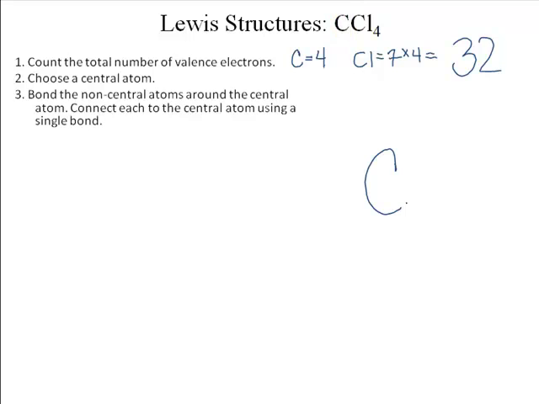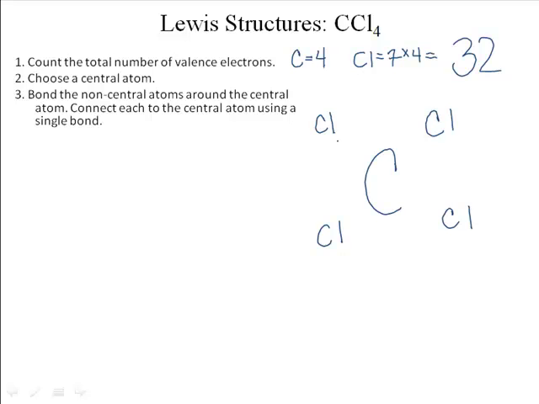I'm going to draw that in the middle of the page, and now what I'm going to do is bond all the other atoms, all the non-central atoms around it. You just need to spread them out. We'll talk about exactly where they should go later on in this chapter, but for now I'm just going to spread them around this carbon, sort of like I'm making spokes on a wheel. So I've just put down 4 chlorine atoms because that's what else I have in this molecule, a carbon in the middle and 4 chlorine atoms.